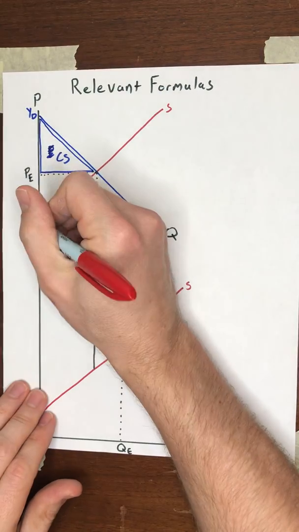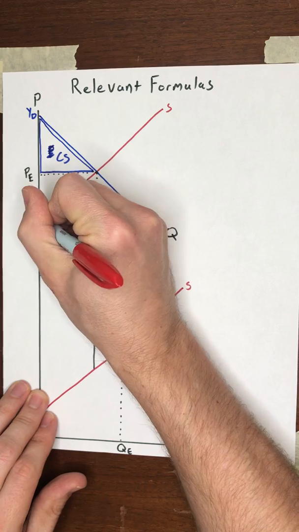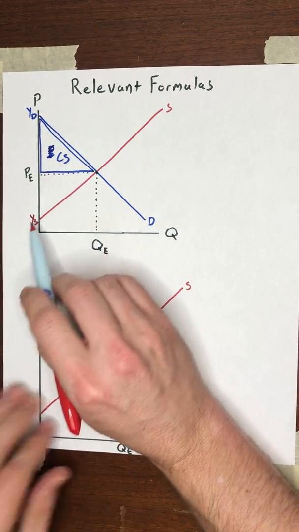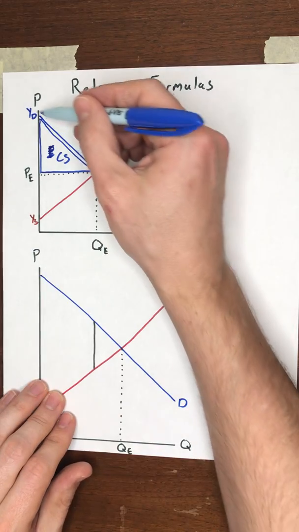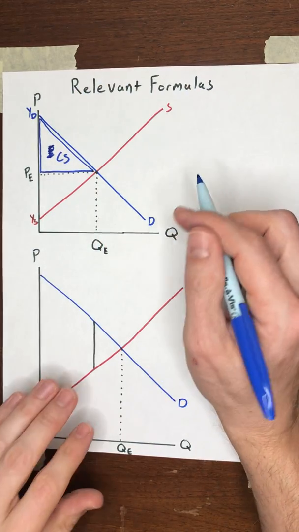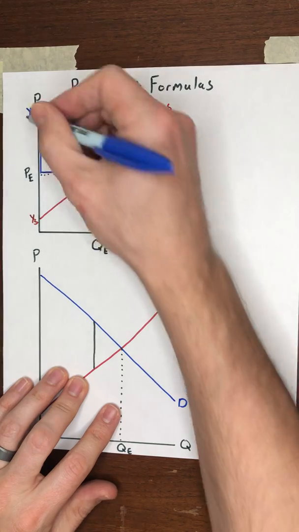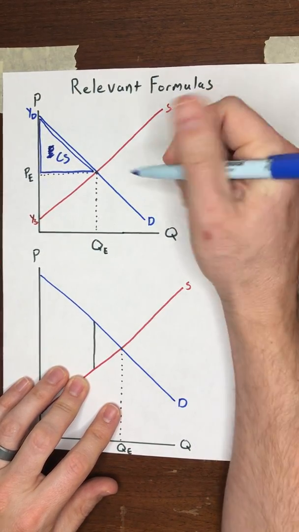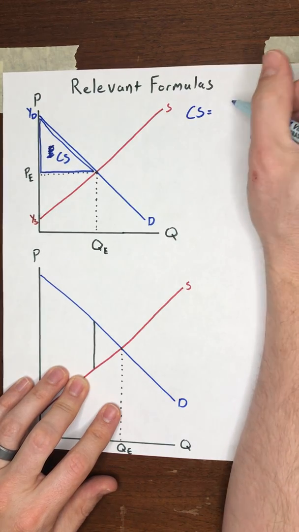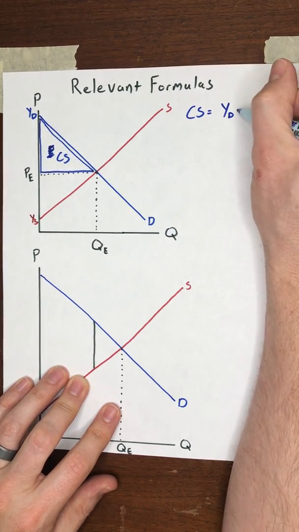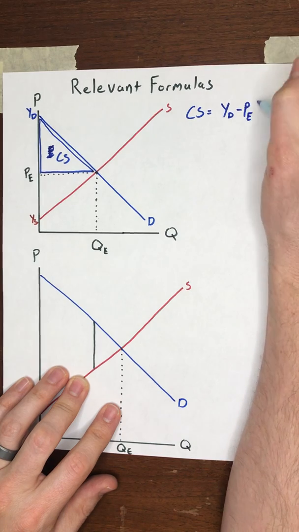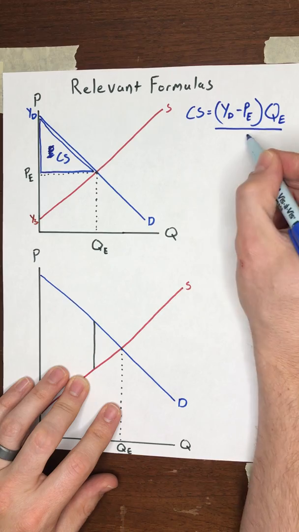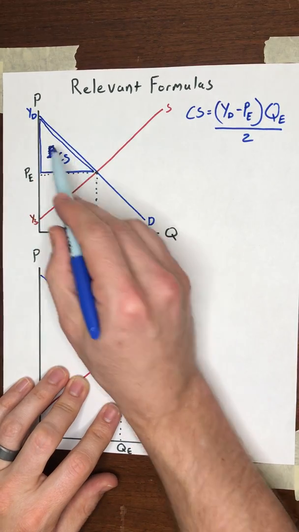I'm going to label these. Remember, YS is where the supply curve hits the y-axis, and YD is where the demand curve hits the y-axis. So our formula for consumer surplus when a market is untaxed is the y-intercept of the demand curve minus the equilibrium price times the equilibrium quantity divided by 2. That'll give you the area of this blue triangle.